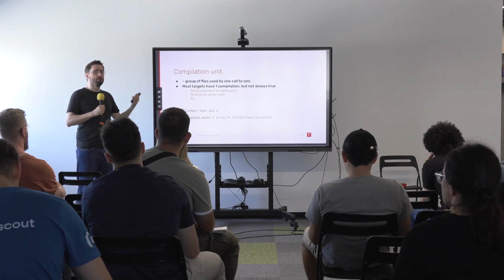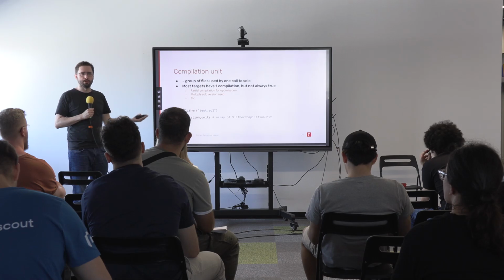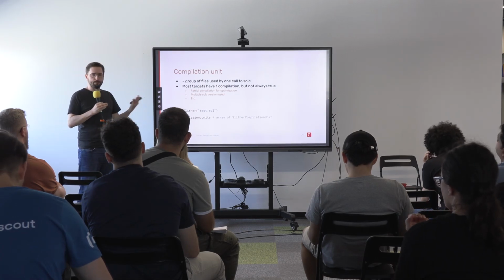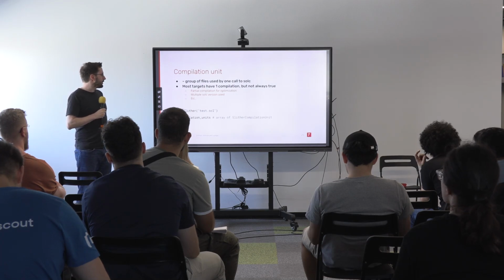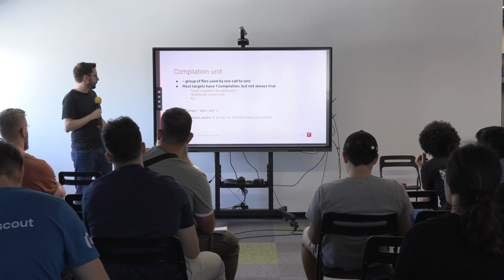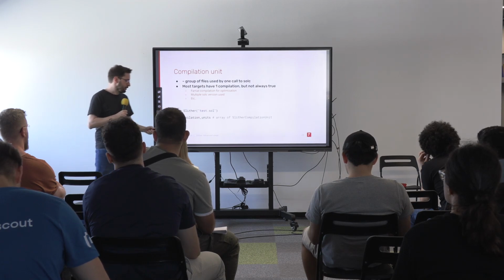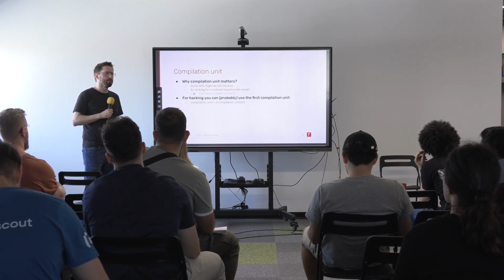If in Foundry you use multiple Solidity versions, like you compile with 0.7 and 0.8, you are going to have multiple calls to the compiler. The way you can access them is that from the moment you have the Slither object, you have an array of compilation units. Why does this matter?